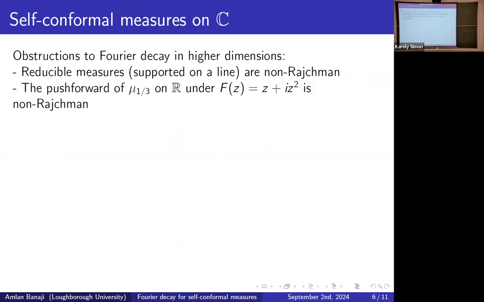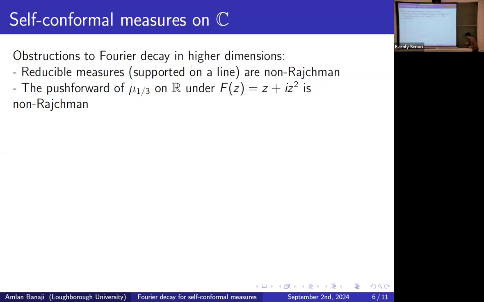So how about the two-dimensional case? This is joint work with Han Yu now. There are a couple of obstructions to Fourier decay in two dimensions that one needs to be aware of. First of all, if your measure is reducible, and in this talk, when I say reducible, I'll just mean supported on a line in two-dimensional space, then we cannot expect any Fourier decay in a direction that is orthogonal to that line, because you'll be taking the inner product of two orthogonal vectors and integrating the exponential of that, and you won't get any decay.